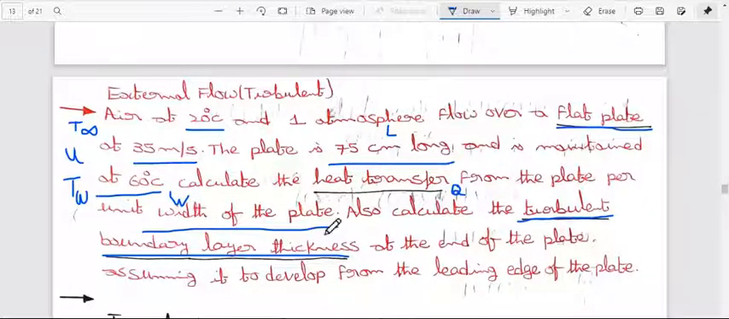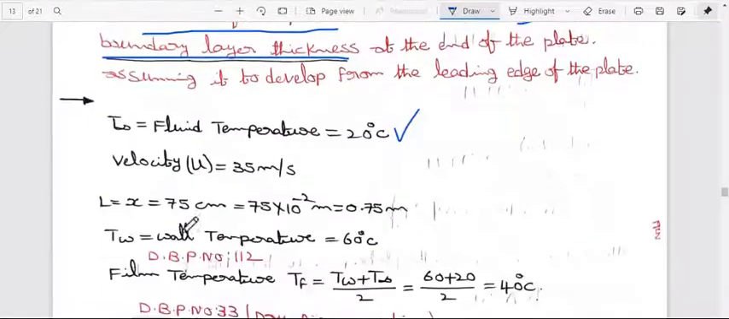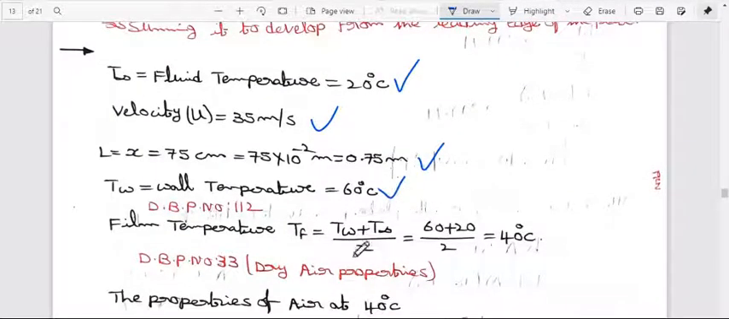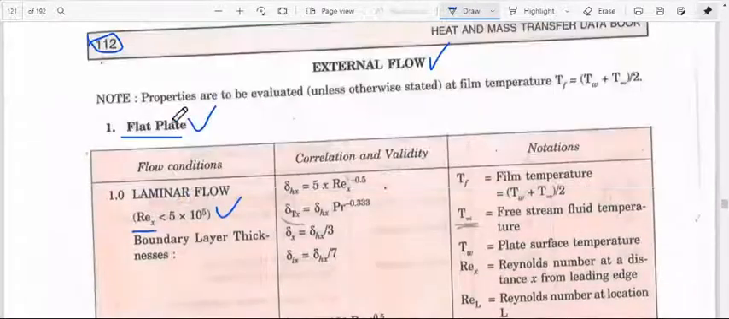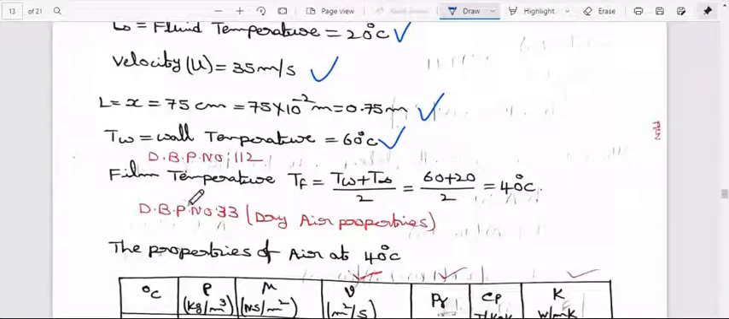So what is the T infinity value? Fluid temperature is 20 degrees and velocity U is 35, X equal to L equal to 75, wall temperature 60. We need to check from data book page number 112. So properties are to be evaluated at film temperature. That means T wall plus T infinity by 2. Film temperature is equal to 60 plus 20 by 2, that equals 40 degrees.